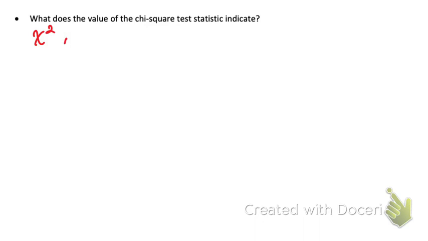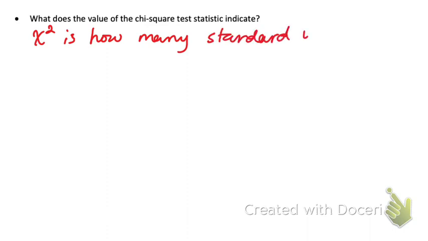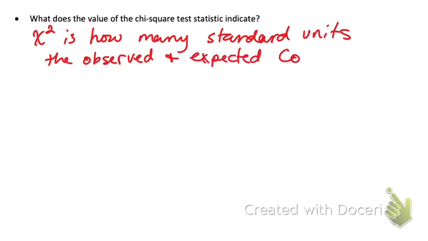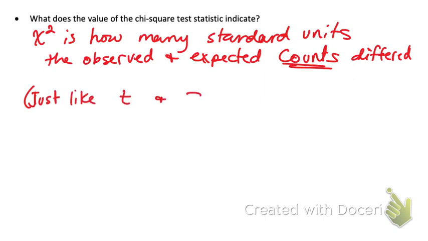What does the value of the chi-square test statistic indicate? Chi-squared is how many standard units the observed and expected counts differed. Okay, how many standard units the observed and the expected counts differed? Again, this is just like T and Z. Chi-squared is just like a T or a Z.